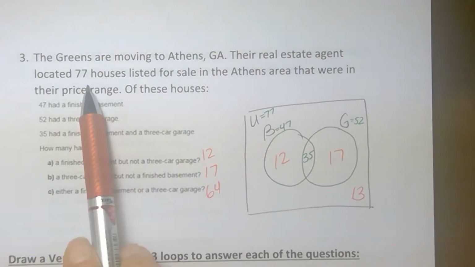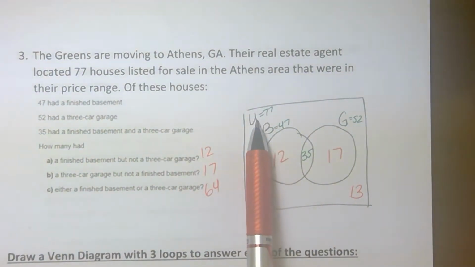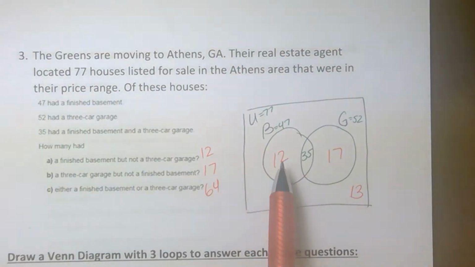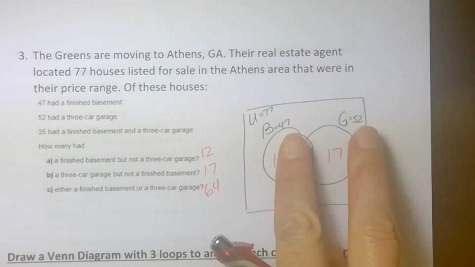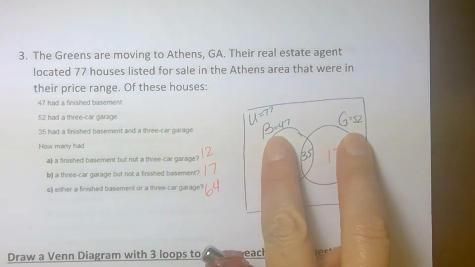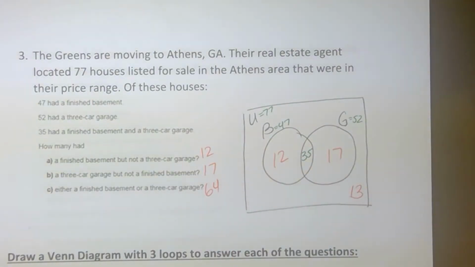We have a total of 77 houses on the market, so that's the number in my universal set. When I add up the numbers in each of the 4 regions, that sum should be 77. The sum of these two numbers is not the same as the number in the universal set because of that intersection and because of these that are left out.